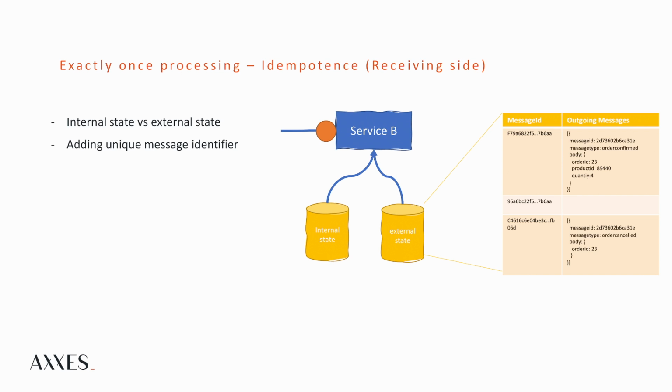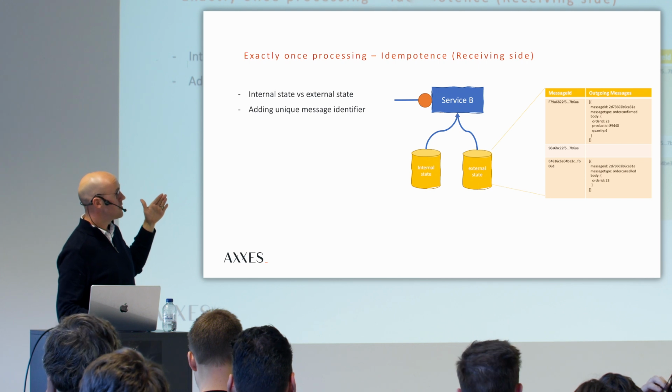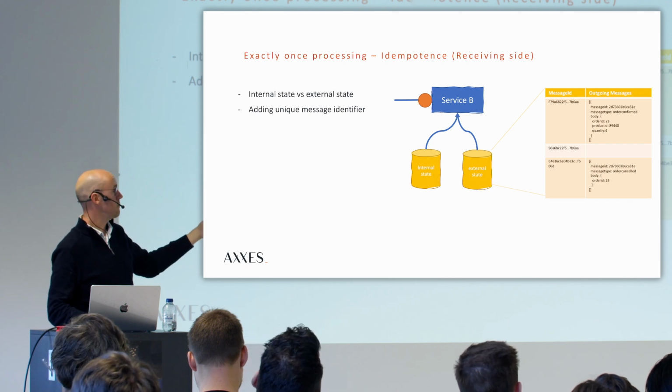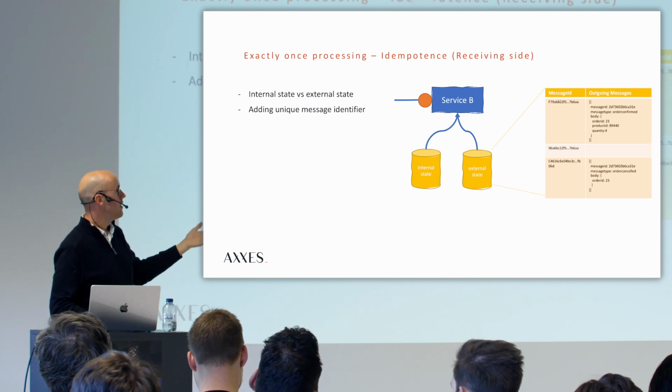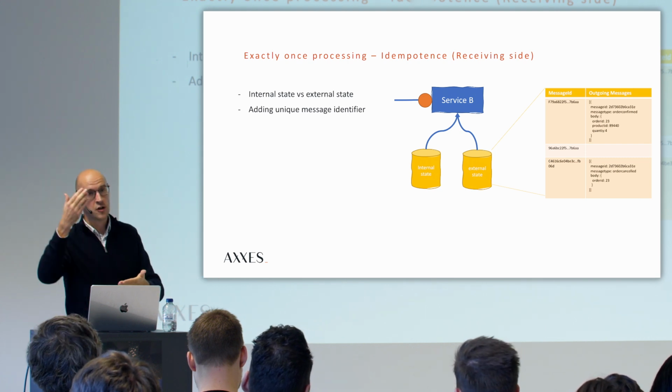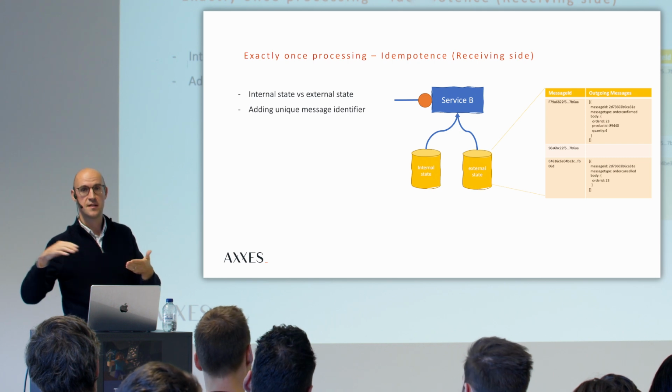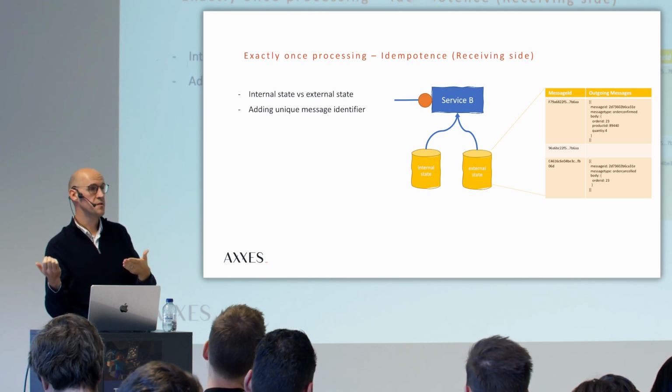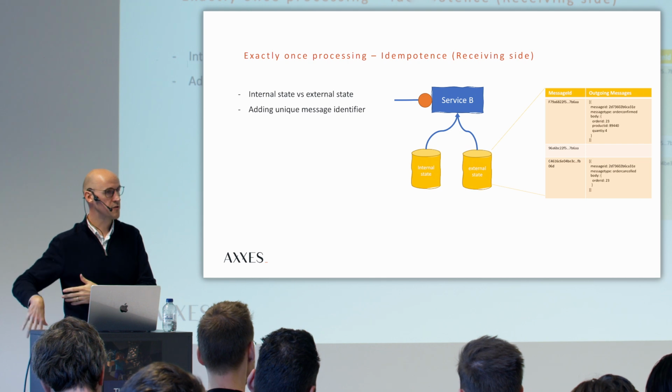Well, let's say that at that moment the same message gets received again. What do you have to do at that moment? Well, you can look it up in your table, you see the message ID. Well, I have already processed it, so I don't have to process it again, so I can discard it.